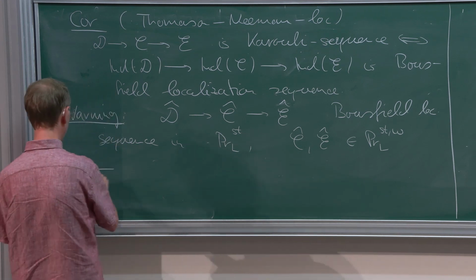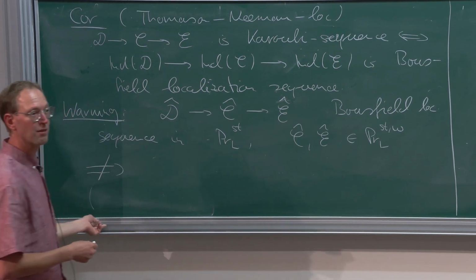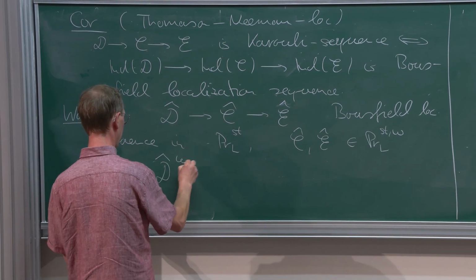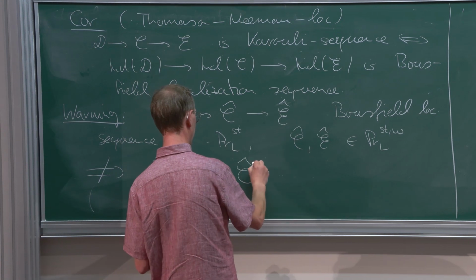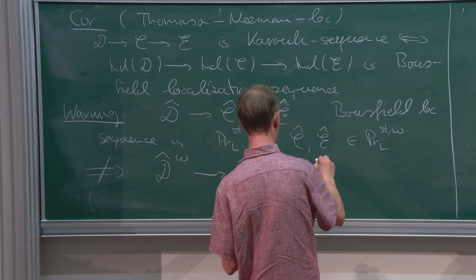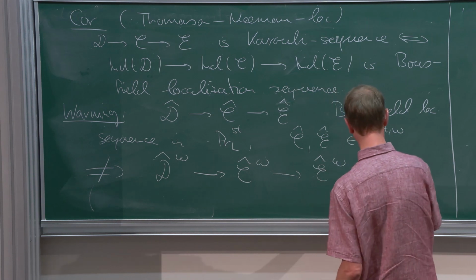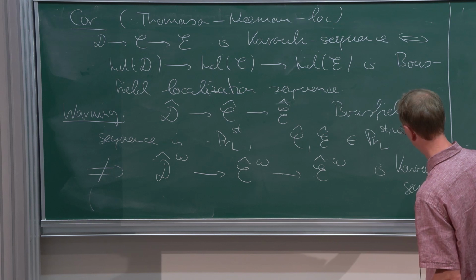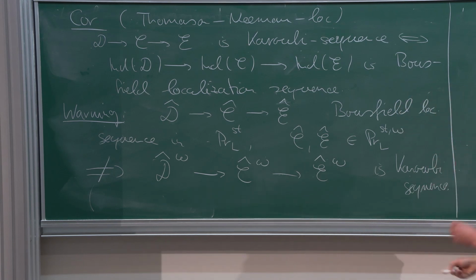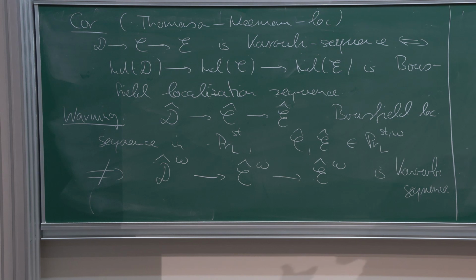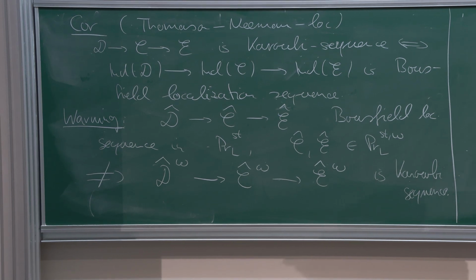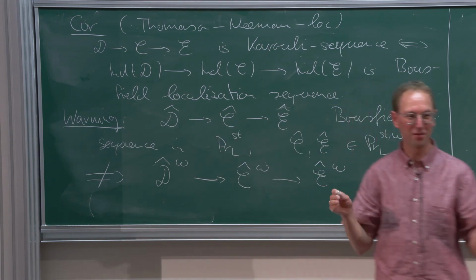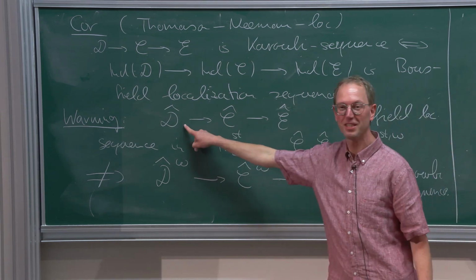And this does not imply that if you pass to compact objects, this sequence is a Karoubi sequence. So \hat{D}^ω to \hat{C}^ω to \hat{E}^ω is a Karoubi sequence. Okay, so you have to be a bit careful if you want to apply this machinery of localizing invariants. Somehow, if you see any such Bousfield localization, you still have to think about this \hat{D} here.